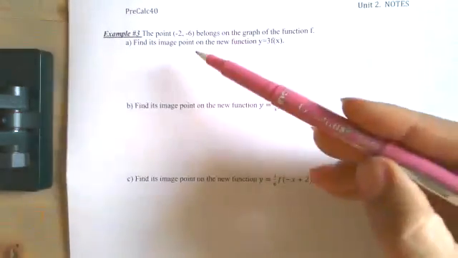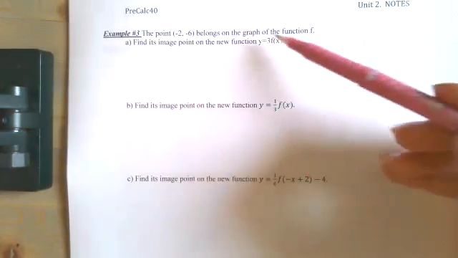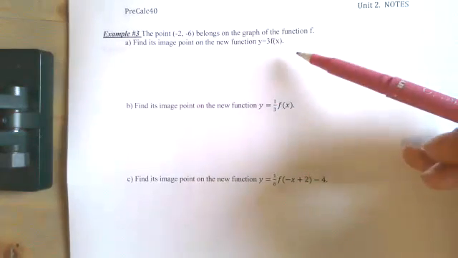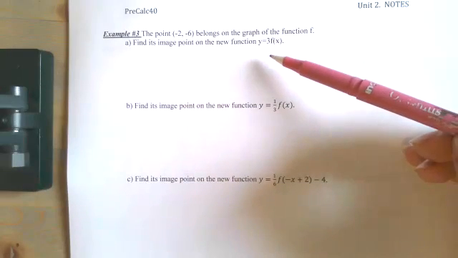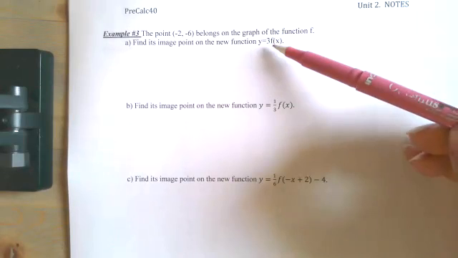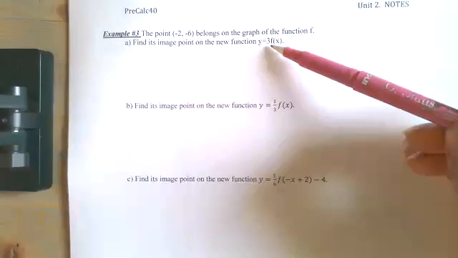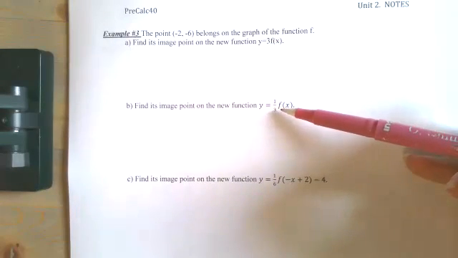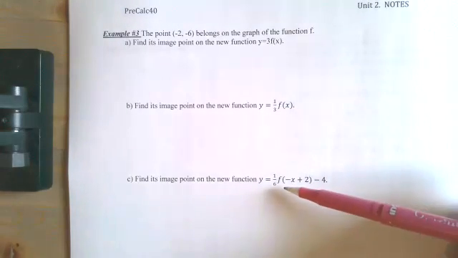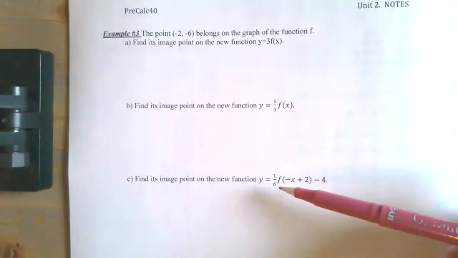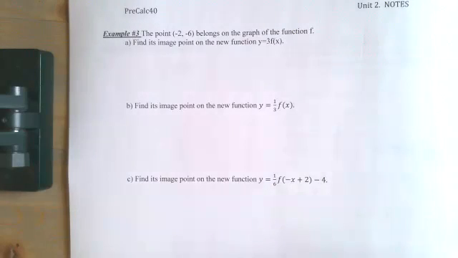So we have the point -2, -6 that belongs to the function f. And we are to find the new point after a vertical stretch, because we have a factor of 3 in front. Then we're going to have a vertical compression of 1/3, and see how that looks in the image point. And then we have a combination of all of the transformations we've learned so far, and we're going to look at how that point will be affected by all of these transformations.